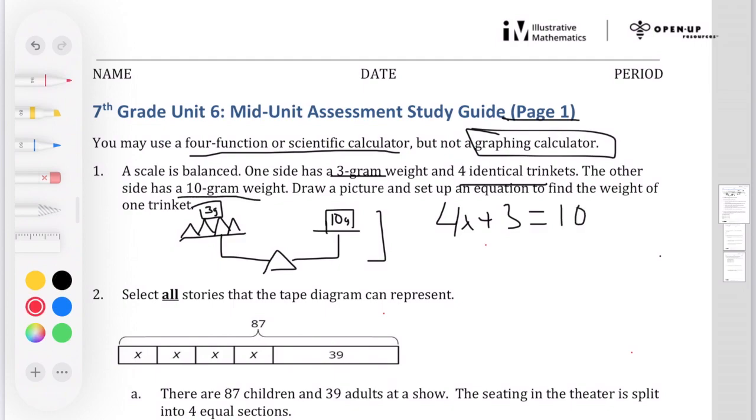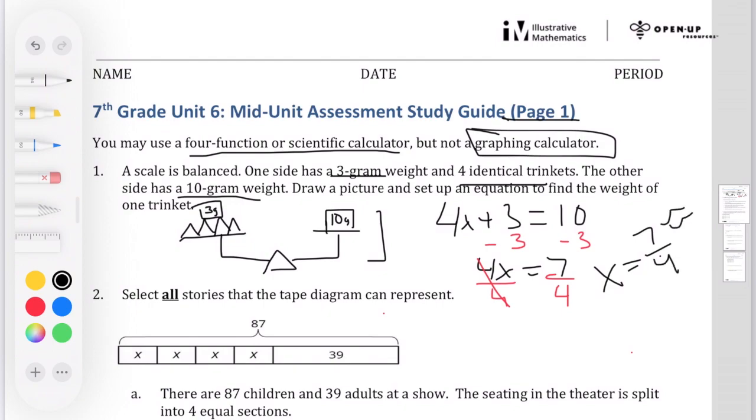The opposite of adding 3 is to subtract 3. Again, we could subtract or add right away simply because we don't have parentheses. So then we're left with 4x equals 7. And then we need to divide both sides by 4 to find the weight of one individual trinket. And we find that x, or one trinket, weighs 7/4 of a gram, or in decimal form, 1.75 grams.